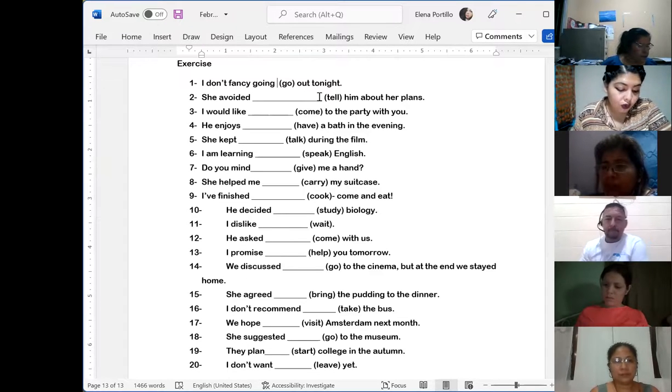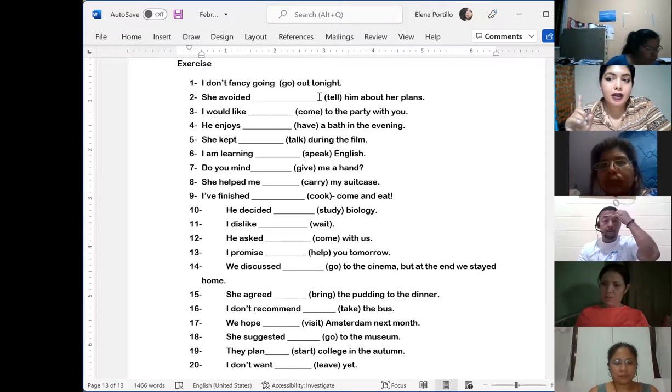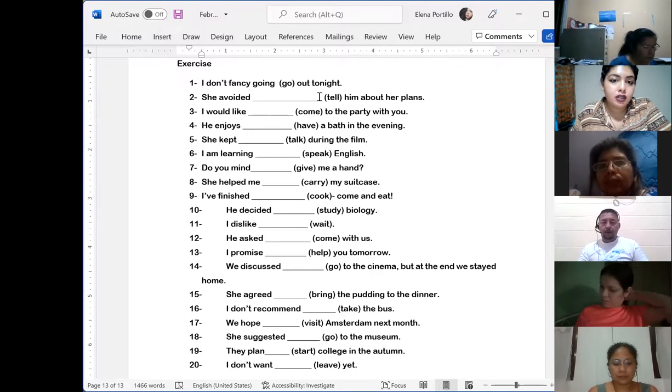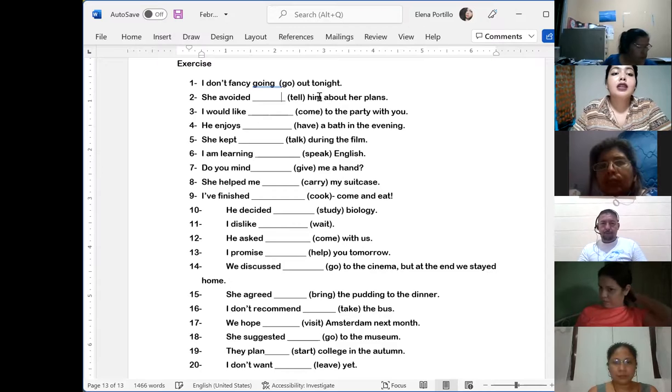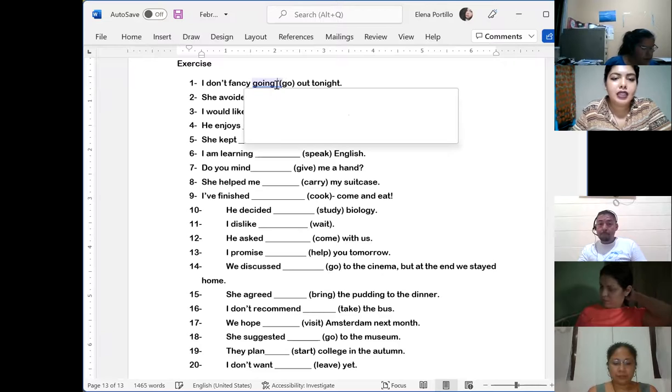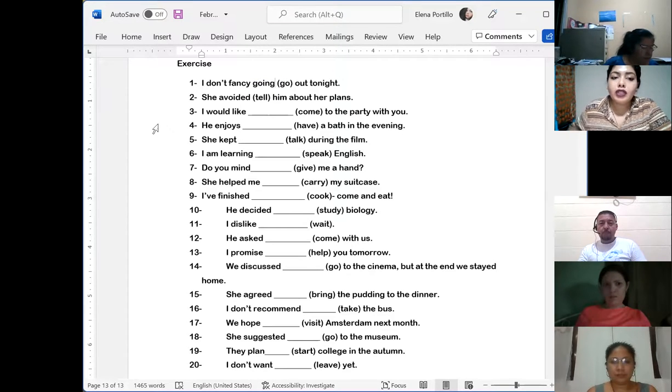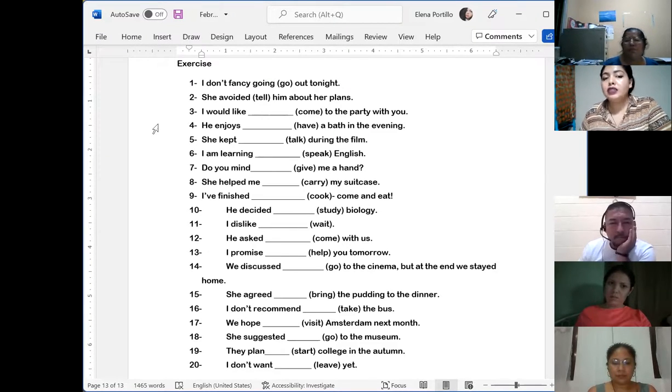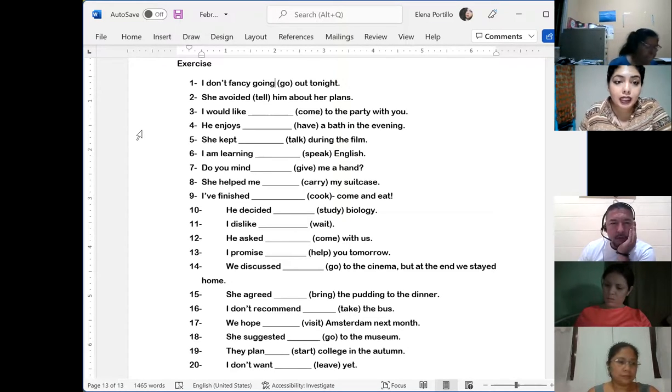Number two, she avoid, in this case, is it infinitive or gerund? Gerund. Infinitive. Let's see. She avoid to tell him about her plans, or she avoid telling him. Telling him, in this case, again, it's gerund. Telling him about her plans.